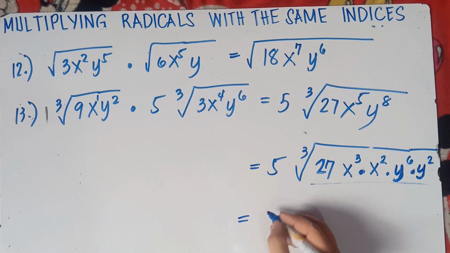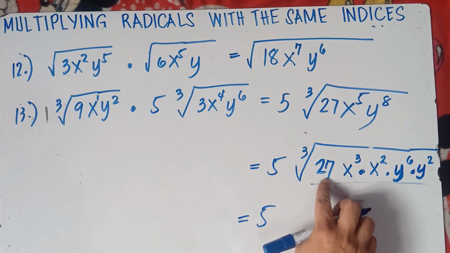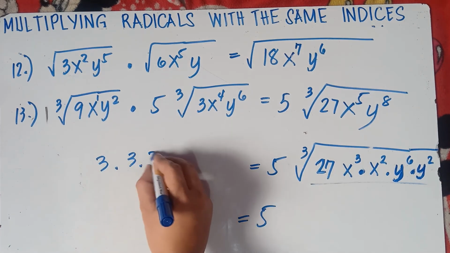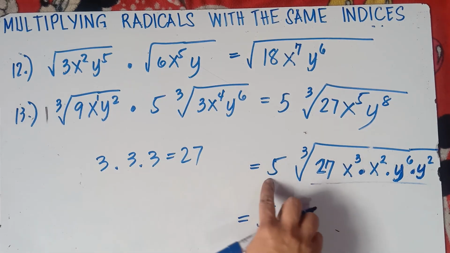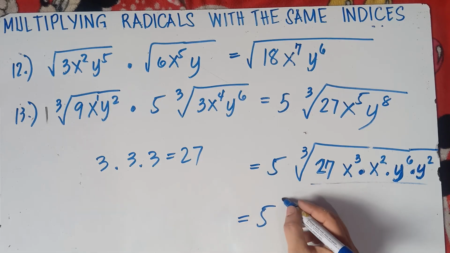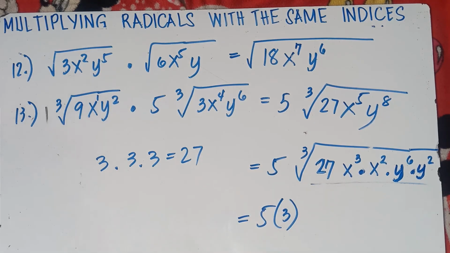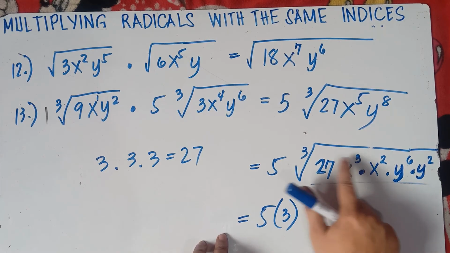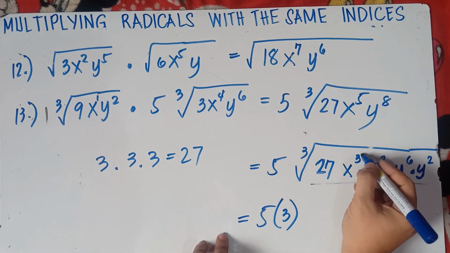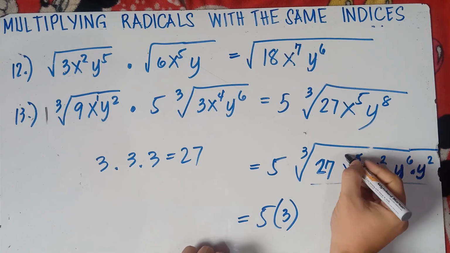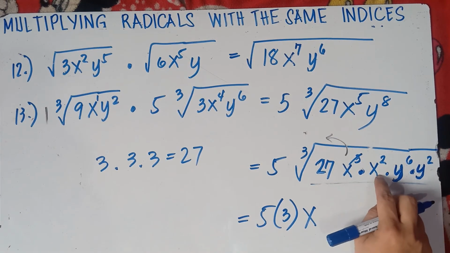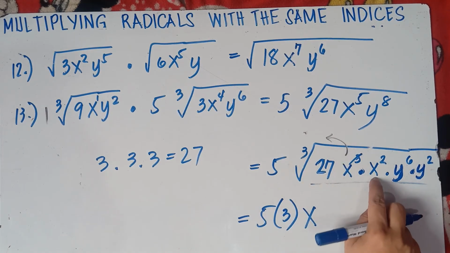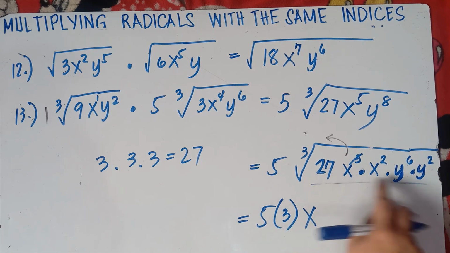So, this will be copy 5. Then the cube root of 27, that is 3. Because 3 times 3 times 3, that is 27. So, the cube root of 27, that is 3. You put it outside radical symbol. You multiply it by 5. Okay, 5 times 3. Then, for this one, 3 divided by 3, that is 1. So, you put it outside the radical symbol. So, we still have x. So, copy x. Then, for x raised to the power of 2, we cannot simplify this one. Okay, we cannot divide 2 by 3. So, x raised to the power of 2 will remain inside the radical symbol.